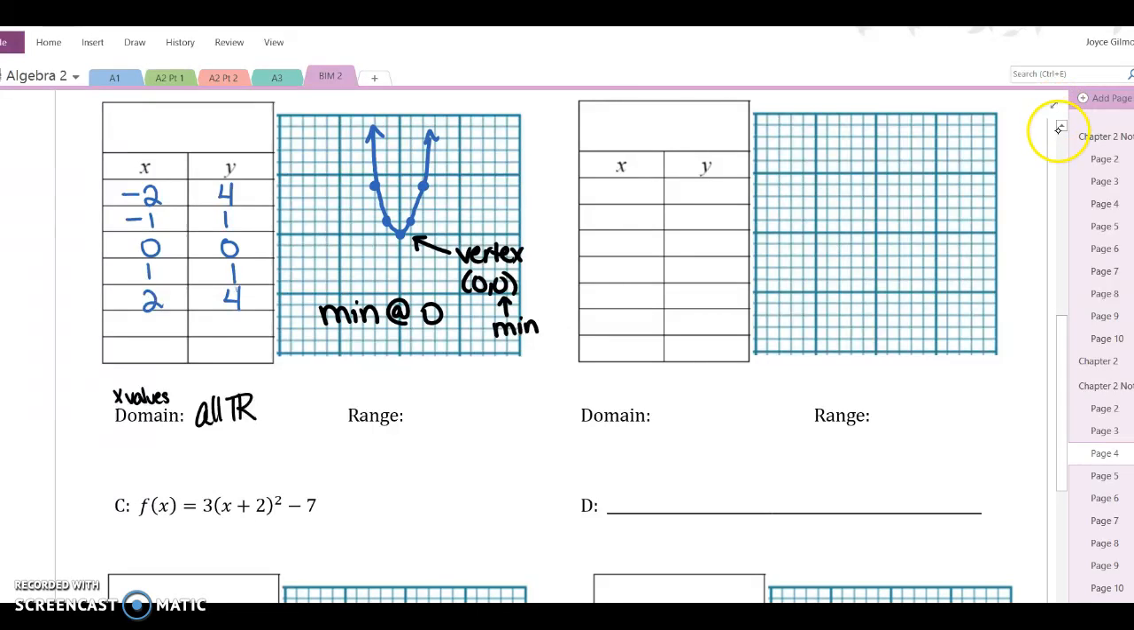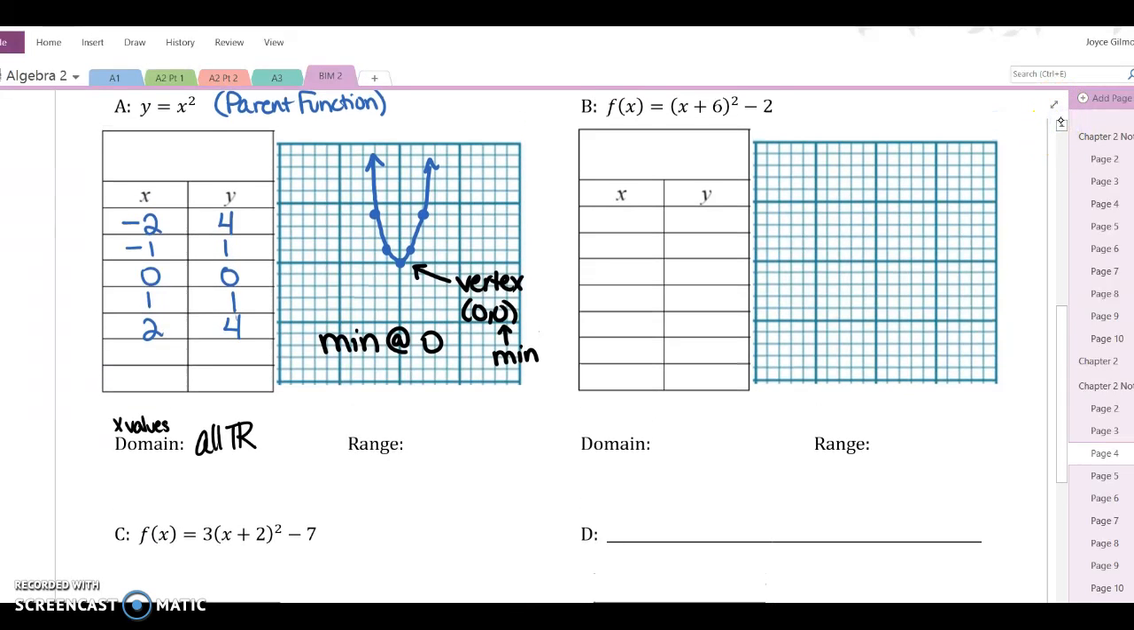Why is the domain all real numbers? Our function is y equals x squared. Are there any numbers that you can't square? You can square positive numbers, you can square negative numbers, you can square fractions, you can square decimals. There aren't any numbers that you can't plug into this function. So because the domain is the x values, they're asking what numbers can we plug into this function? And the response is everything, anything.